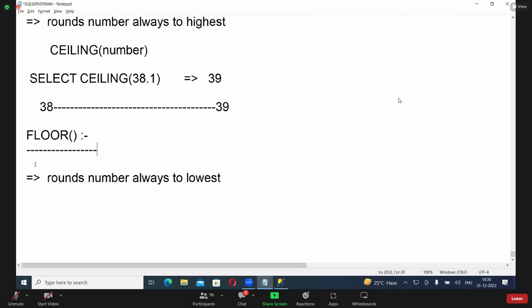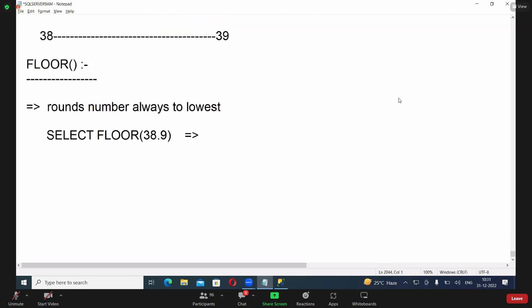Then select floor of 38.9. This is between 38 and 39. It is rounded to the lowest. What is the lowest? 38.